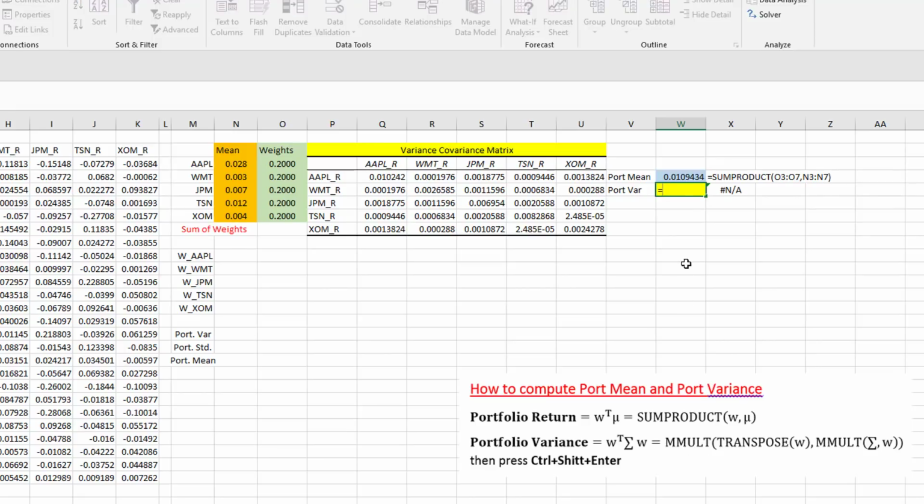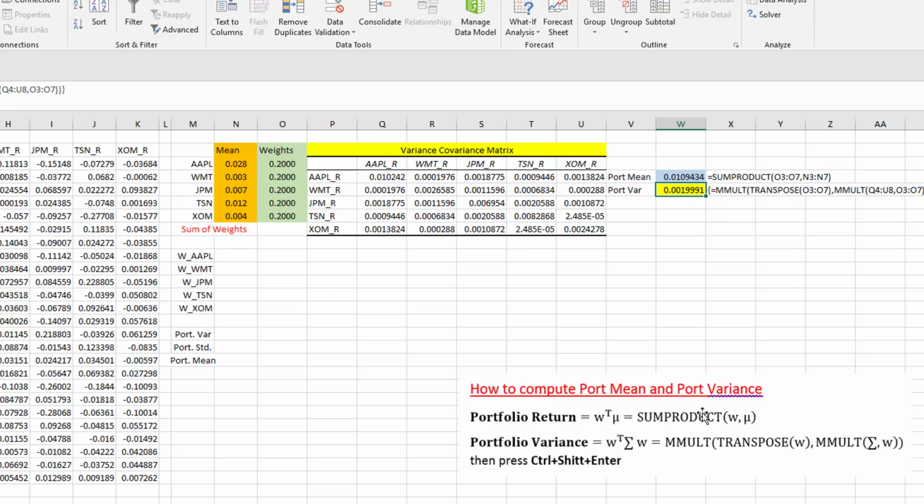I can compute the portfolio variance following this formula. So equals MMULT, matrix multiplication, and I need the transpose of the weight vector, bracket close, comma, again MMULT, the variance-covariance matrix, comma, your weight vector, and bracket close. Remember this is Control Shift Enter. So Control Shift Enter, and that gives me the portfolio variance.